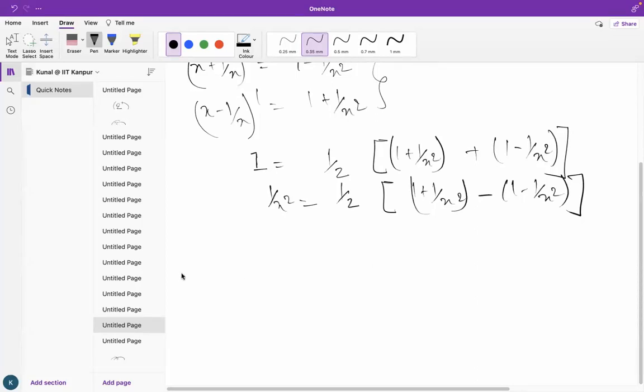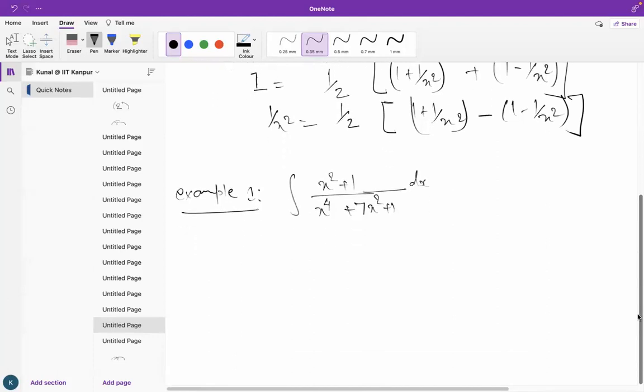So let's move on to the example. Our example one looks like the integration of x square plus 1 divided by x to the power 4 plus 7x square plus 1 dx, right? If we observe, our integrand is a fraction in which the numerator is a quadratic with a missing x term, and the denominator is a biquadratic with a missing x cube term. So what is our first step?